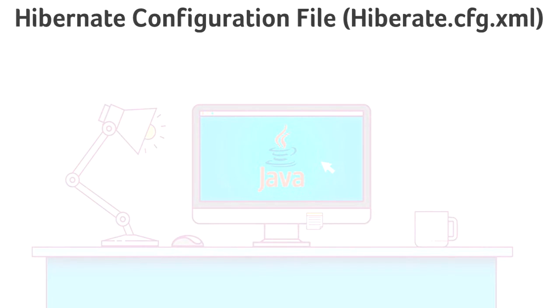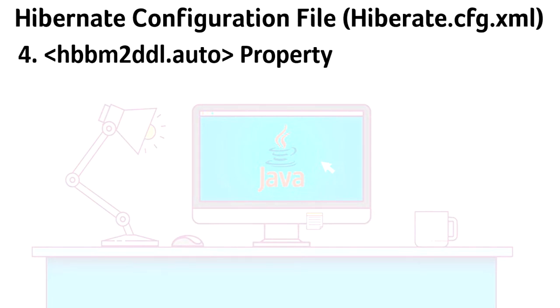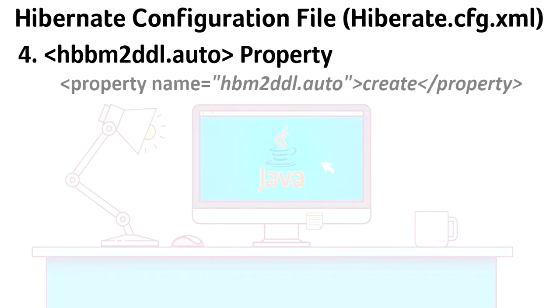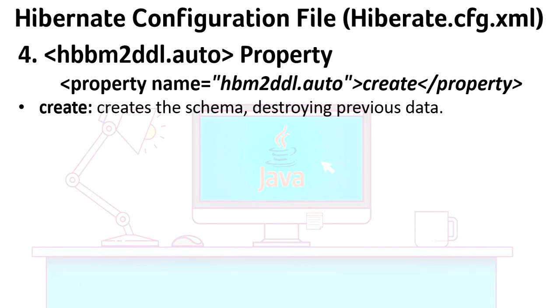The next property we have to check is the hbm2ddl.auto property. This is written as property name hbm2ddl.auto and set to create. It can basically have four values. If you set it to create, each time a new schema is created, discarding the previous data.